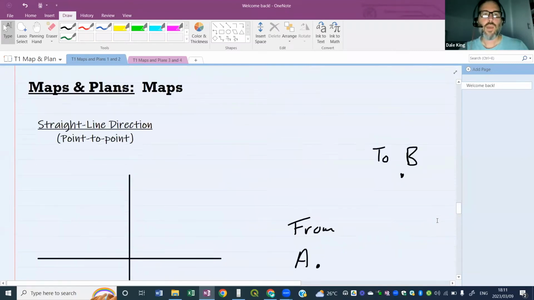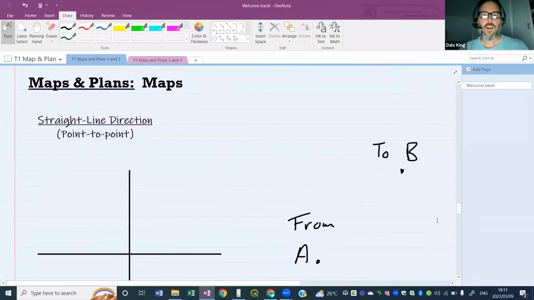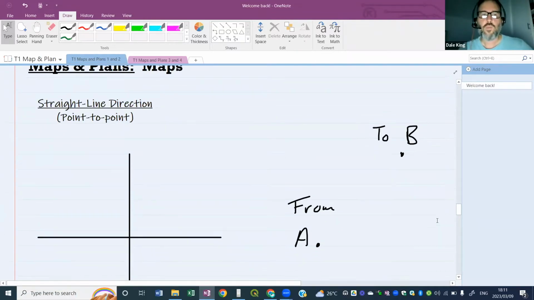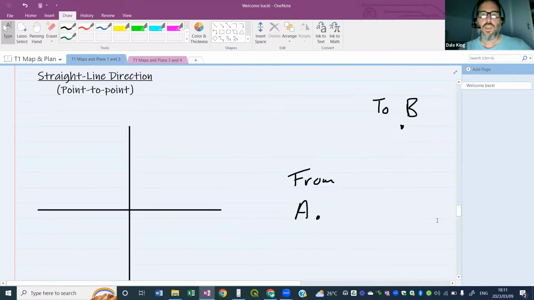Right, so we're going to be looking at maps. Now, maps have certain things in them that classify them as maps. For example, they have a compass.